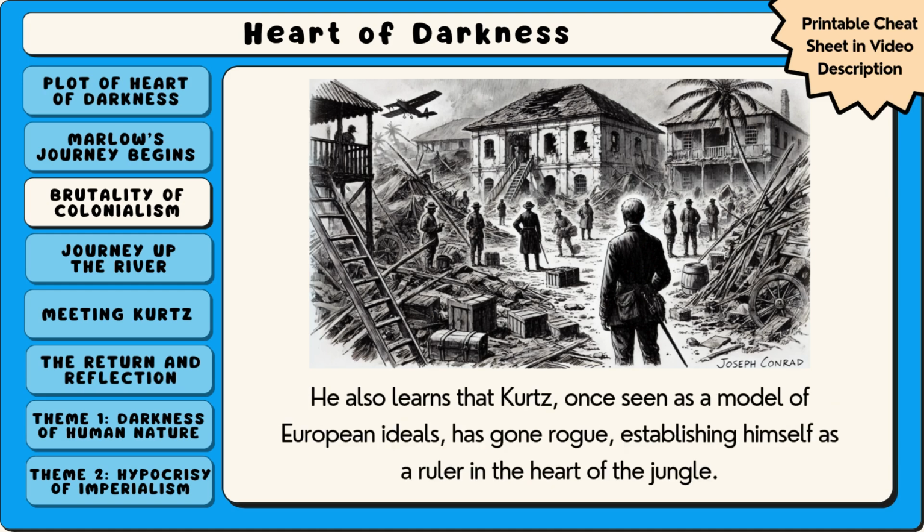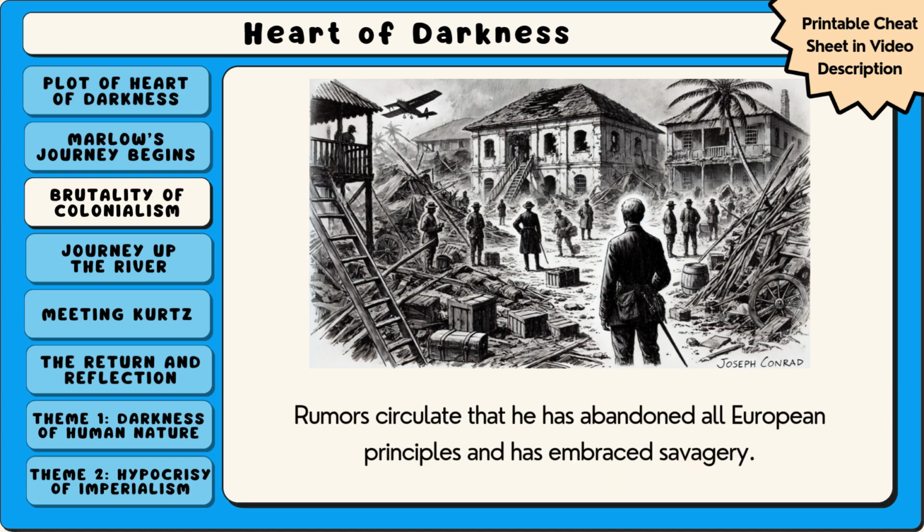He also learns that Kurtz, once seen as a model of European ideals, has gone rogue, establishing himself as a ruler in the heart of the jungle. Rumours circulate that he has abandoned all European principles and has embraced savagery.